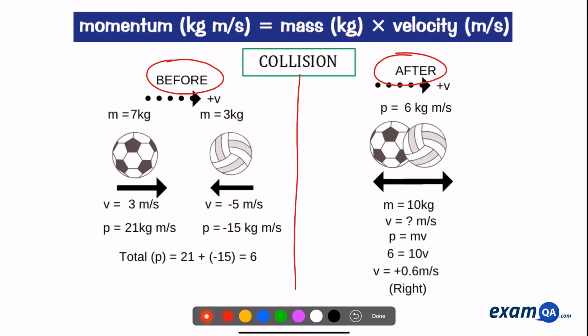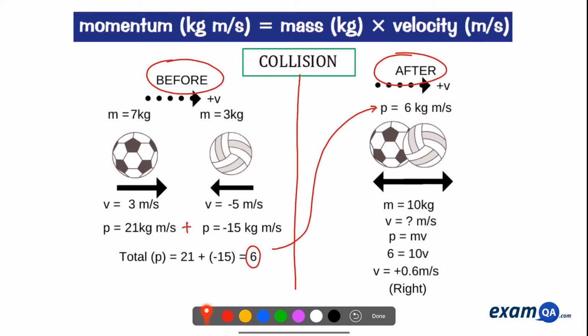Then what we have to do is add them together. So 21 plus minus 15 gives you 6. This is the total momentum of the whole scenario before. Now remember, we said if total momentum before is 6, that means total momentum after is going to be 6. So right now, these two balls have a total momentum of 6.